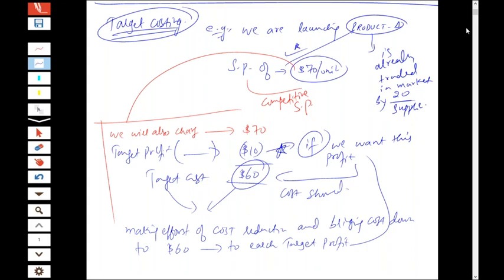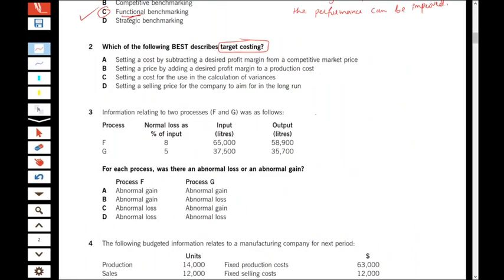What are you actually doing? You are taking the selling price from the market, and you are deducting your desired profit margin in order to achieve the target cost. So just give me the answer. Which of the following best describes target costing?